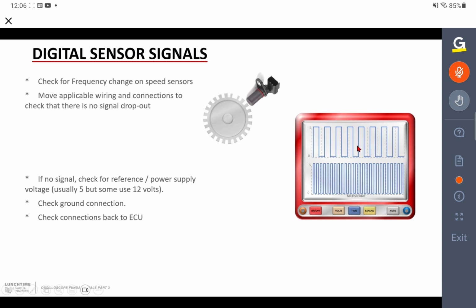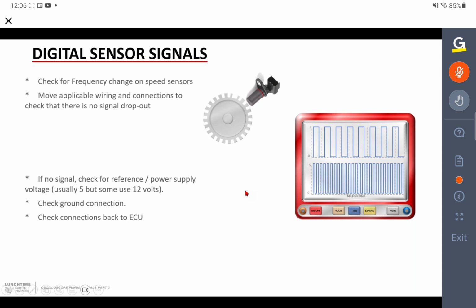And if you look at the example we've got here, up the top there, we've got a low frequency signal, and down the bottom, we've increased the speed of the wheel or the crankshaft or whatever it is, and we end up with a much higher frequency signal, so many, many more pulses in the same short period of time.